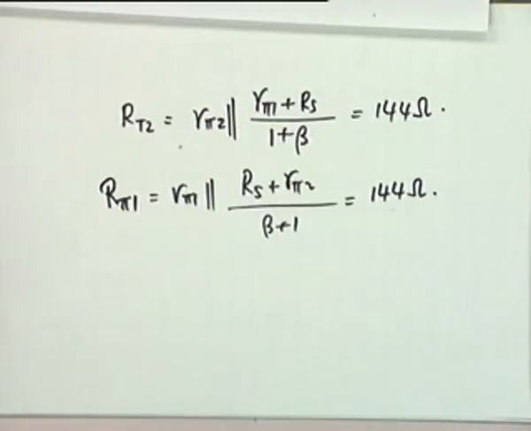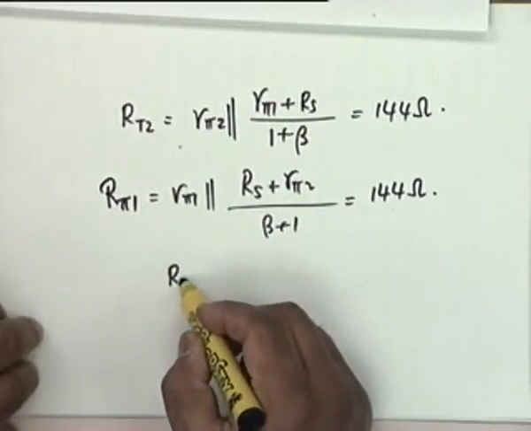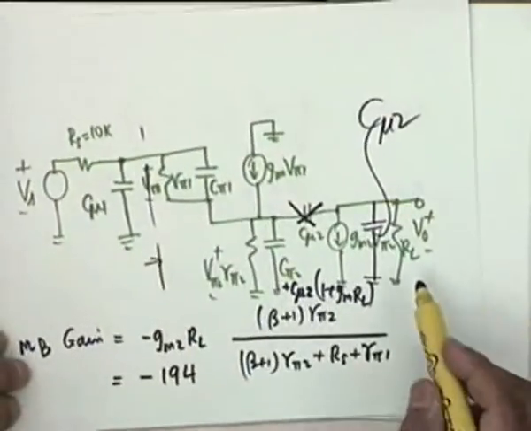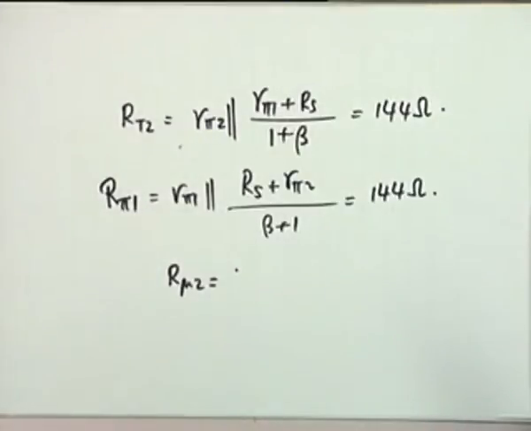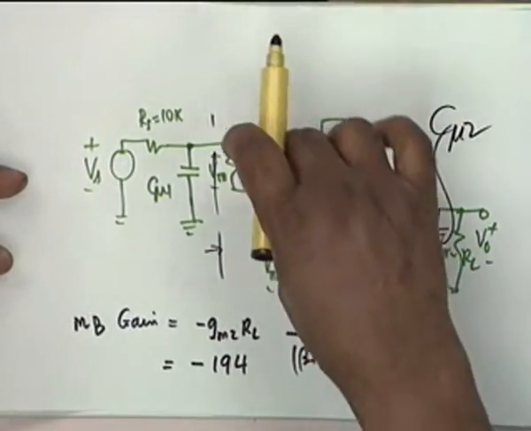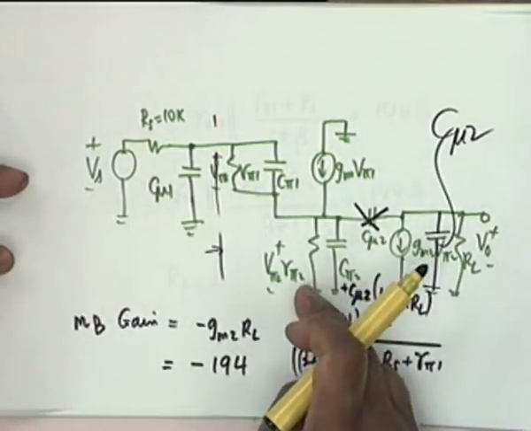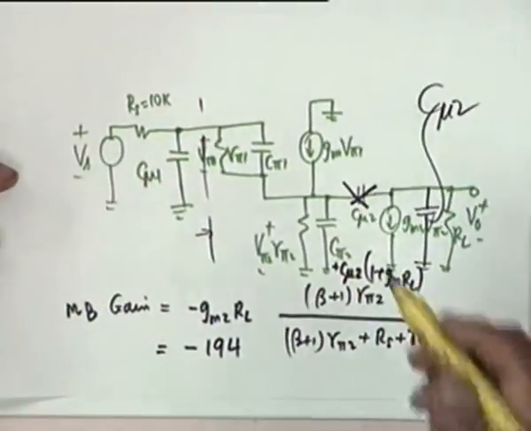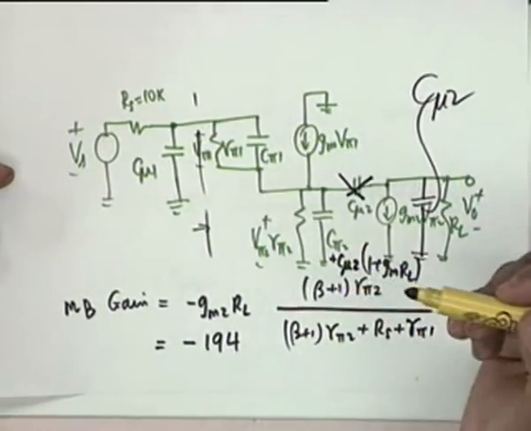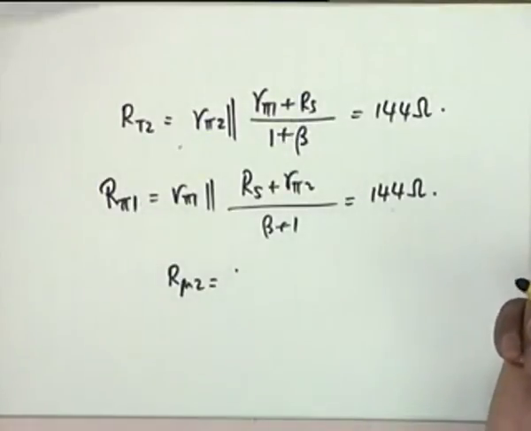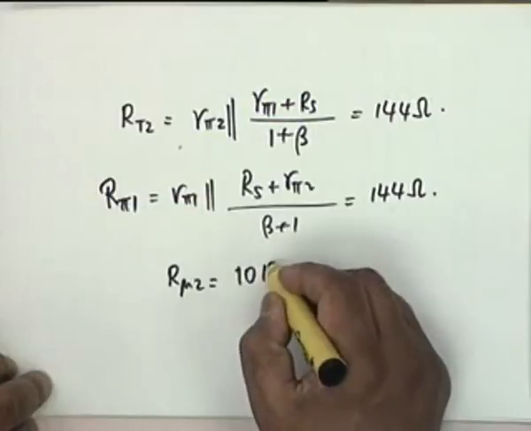And finally, R mu 2 is simply, no, Rs plus R pi 2. Why? You see, what does C pi 1 see? R pi 1, there is an Rs here and there is an R pi 2 here. So beta plus 1 current is only flowing through R pi 2. Actually, it is 1 plus Gm times R pi 2. We calculate it out. It comes out as this. R mu 2 obviously is equal to 10K.